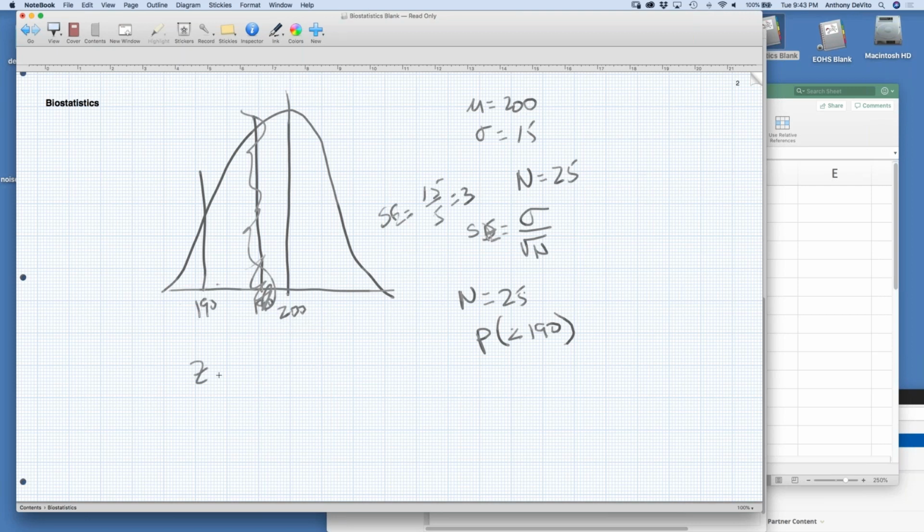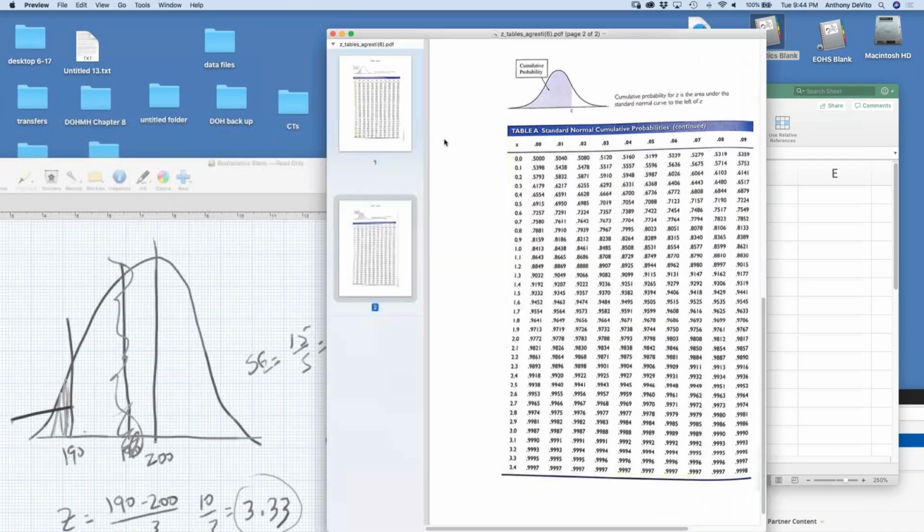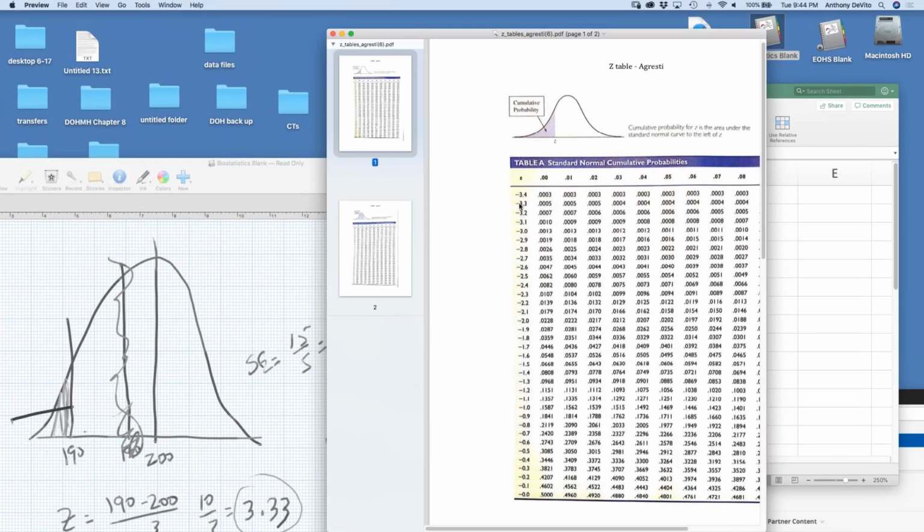What's the z-score going to be? Z-score is going to be equal to 190 minus 200 over the standard error, which is 3. That's 10 over 3, which is equal to 3.33. That's our z-score. What do I do to find the area that represents the probability of getting a sample of size 25 and having a mean below 190? Let's go to our z-table to calculate that. And that's going to be negative 3.33: 0, 1, 2, 3 is going to be 0.00004.